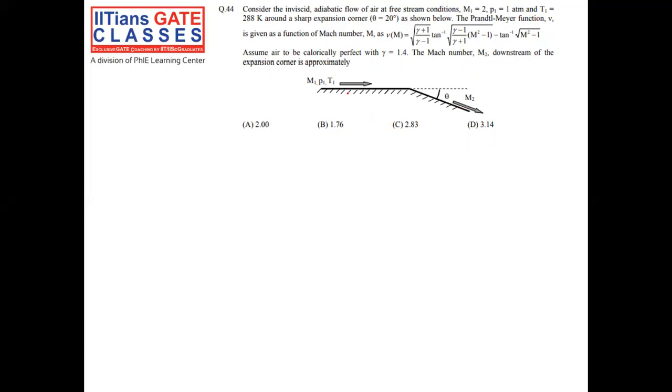So a flow at Mach number 2 is passing through an expansion corner with a deflection angle of theta, and you have to find out the Mach number downstream of the expansion wave, which is M2. Right. So the given information is that M1 is 2, P1 is 1 atmosphere, T1 is 28 Kelvin, and theta is 20 degree deflection angle.